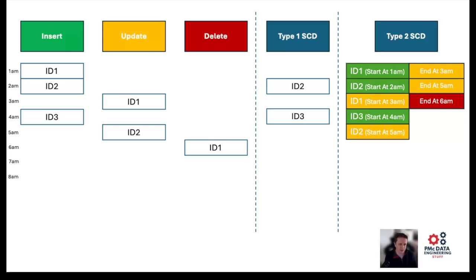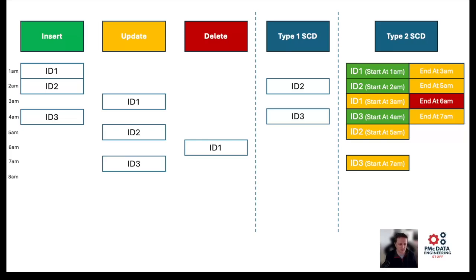For our type 2 SCD, we will put an end date on that row at 6 a.m. We don't insert a new record to say this has been deleted. We just say this ended at 6 a.m., and that's it. So if you look at all the active records, i.e. the ones without an end date, we have ID3 and ID2, which is the same as what we have in our type 1 SCD. And then we can update ID3.